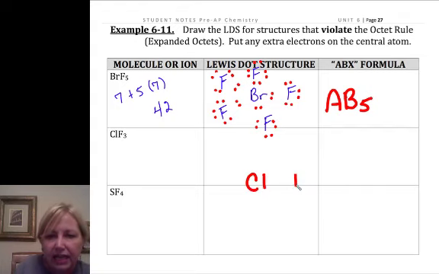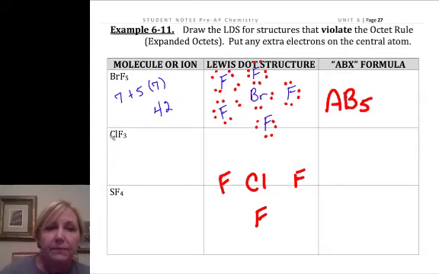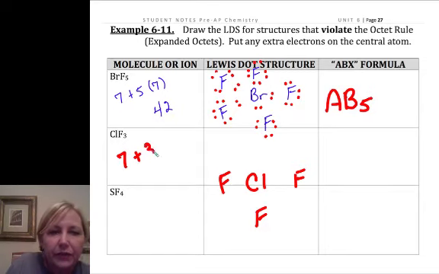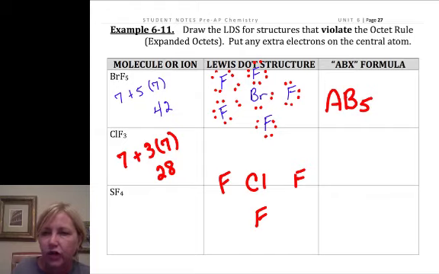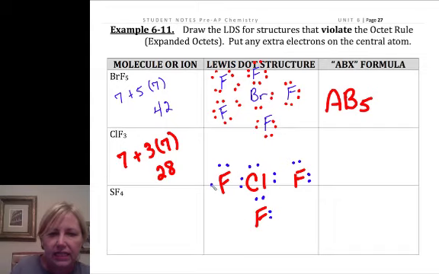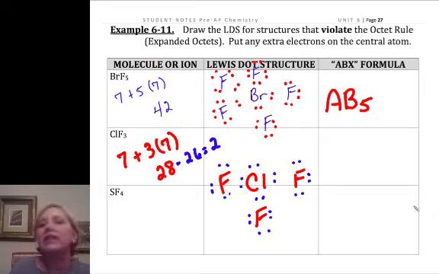Now let me show you ClF3. That might not appear on the surface to be an expanded octet, but watch what happens. Chlorine has 7. I've got 3 fluorines and they each bring 7. So that's 21 plus 7 is 28 valence electrons. So make your bonds. Satisfy the central. I've used 8, 10, 12, 14, 16, 18, 20, 22, 24, 26. I have 2 left over.